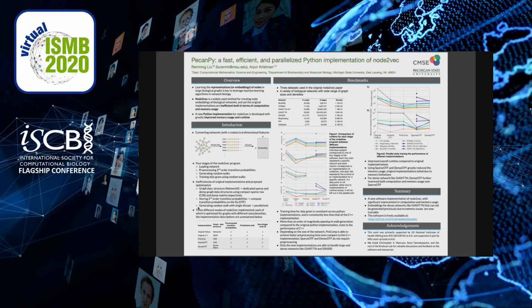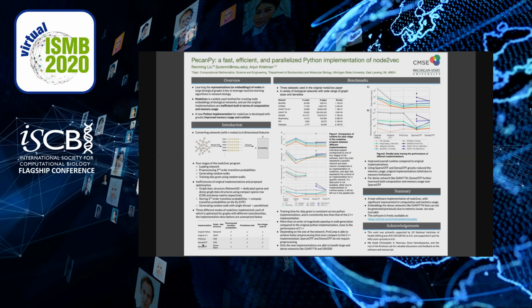We have developed 3 different modes of the program, each of which is more optimized for networks with different sizes and densities. PreComp, which uses CSR as underlying graph data structure and stores all precomputed second-order transition probabilities, is suitable for medium to small and sparse networks. SparseOTF, which also uses CSR but computes transition probabilities on the fly, is optimal for medium to very large and sparse networks.